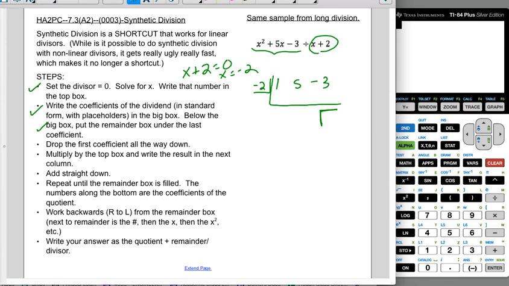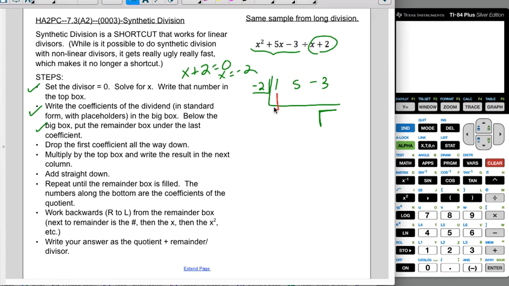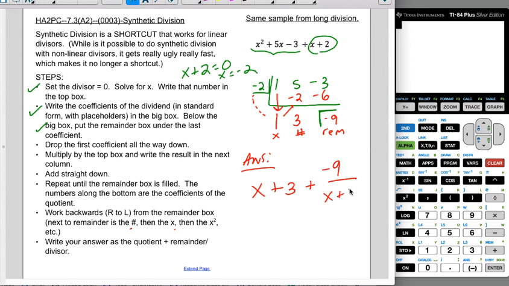Okay. What I'm going to do now is the steps of actual synthetic division. So all of that was just the setup. Here are the steps. I drop the first coefficient all the way down. I then multiply, write the number in this column, and add straight down. Multiply, add straight down. So this is my remainder. And then from the remainder box, I work backwards with the numbers, then the x's, then the x squared. So this is the number, this is my x. So this answer is x, because there's a 1x, plus 3, because 3 is the number, plus my remainder over, and then I don't put the -2, I put the original divisor, okay?